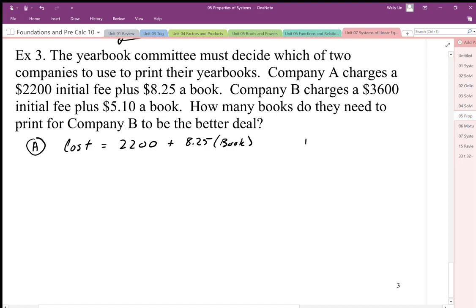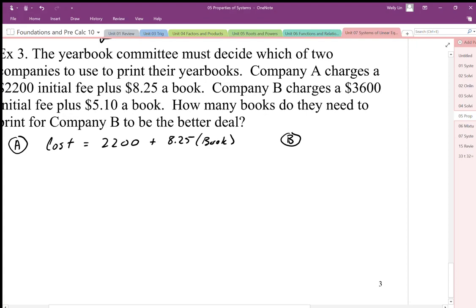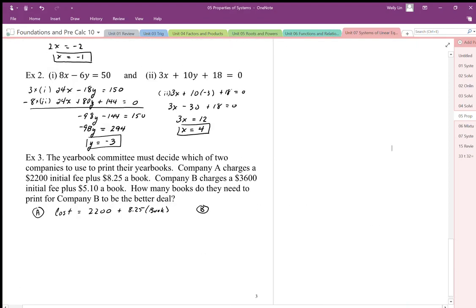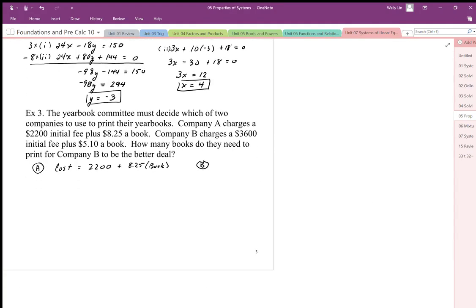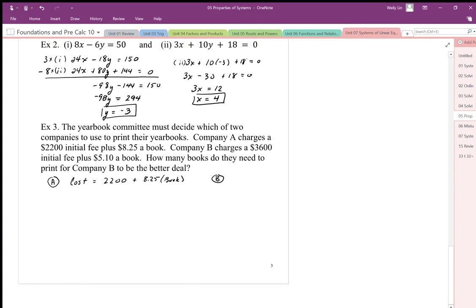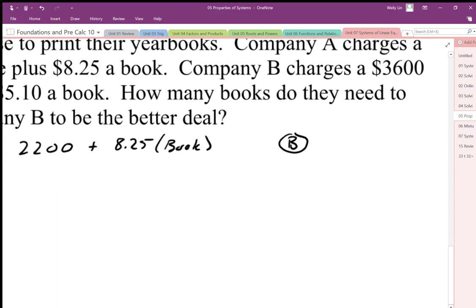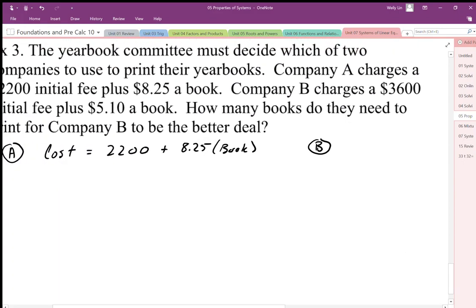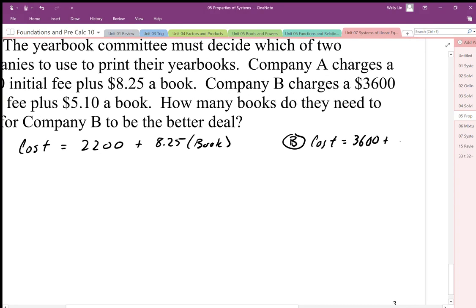Okay, company B has a bigger initial cost, so the cost is equal to $3,600 plus they charge less per book, so $5.10 times the number of books.